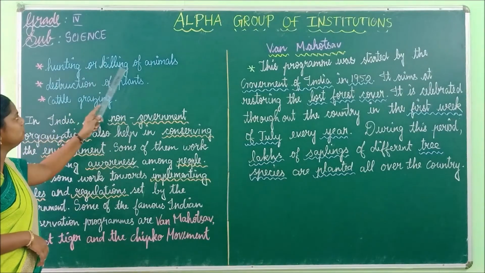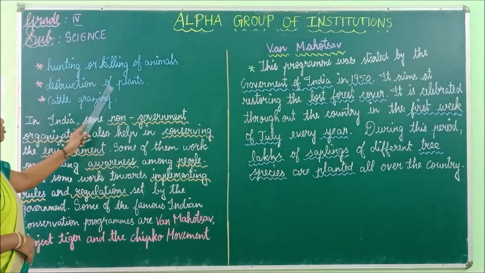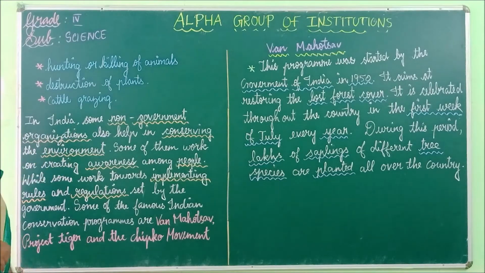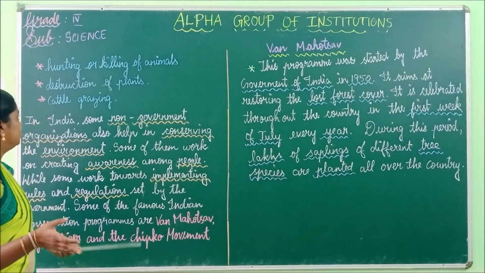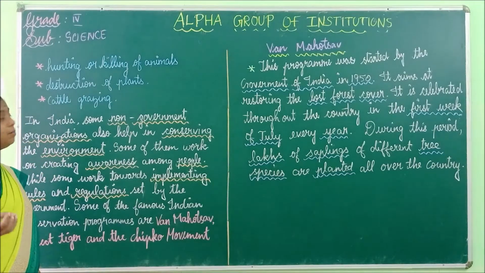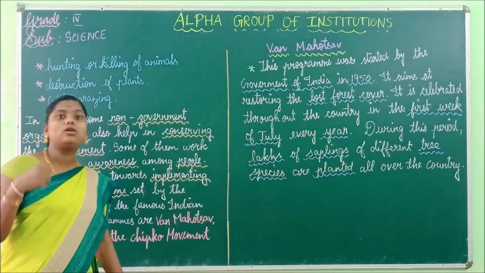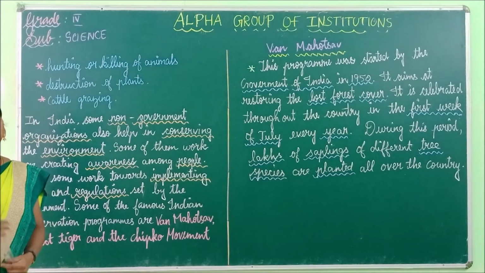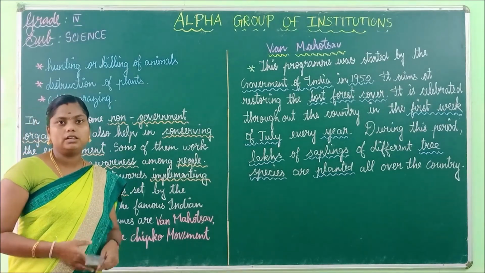Hunting or killing of animals, we should not do it. Restrictions on cutting plants, cattle grazing. So hunting or killing animals, we should not do these things. Restrictions on our plants, we should not destroy the plants. And cattle grazing, we should not leave the cattle for overgrazing. These are the rules which are framed by our Indian government.